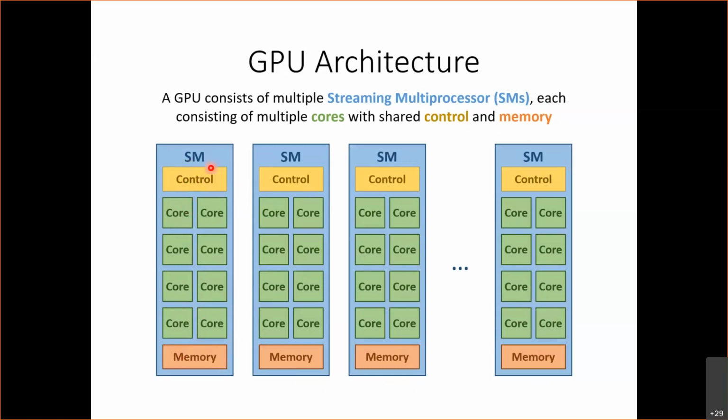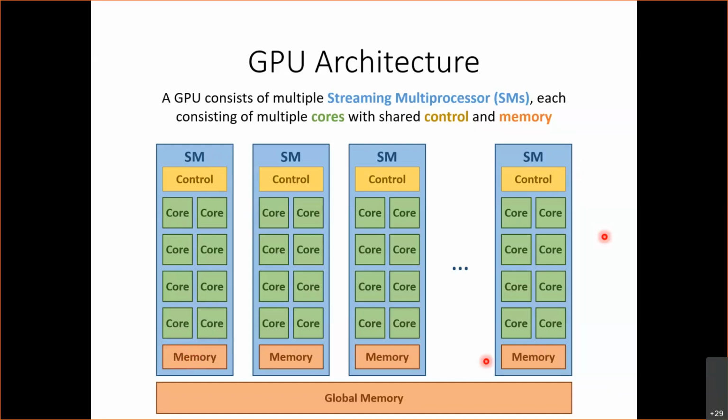Each SM has many cores, and these cores share control logic, and they also have shared memory. Of course, all the SMs have access to the same global memory. This is the same global memory that we discussed in the first lecture, where we said we copy from the CPU memory to the GPU's global memory. So all the SMs can access this global memory, and each SM has a bunch of cores, some control logic, and some memory inside of it that it could use for various purposes.